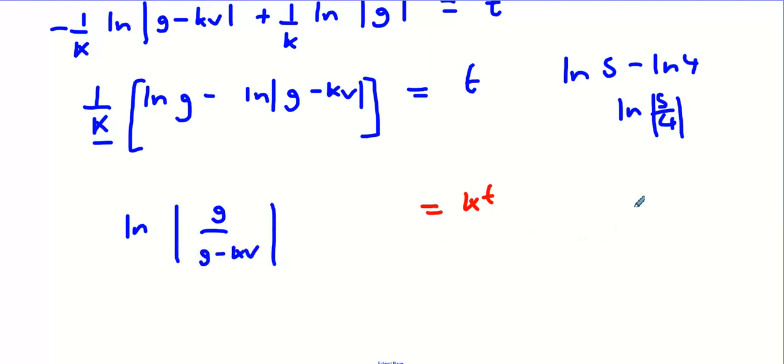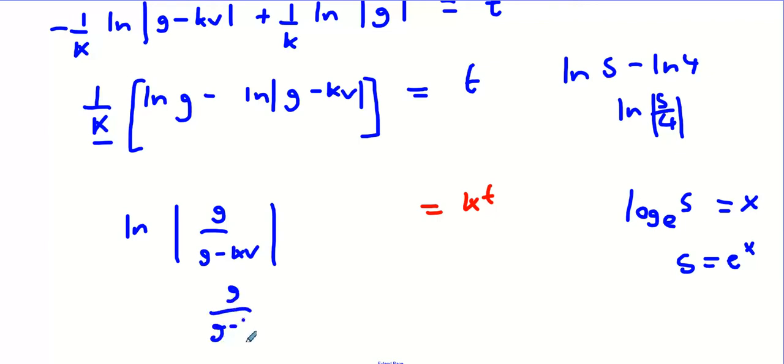Now remember the trick with ln. ln means log base e. So if log 5 base e was equal to x, this means 5 equals e to the power of x. And we're going to use the same trick here. So it's going to be g over g minus kv is going to be equal to e to the power of kt.